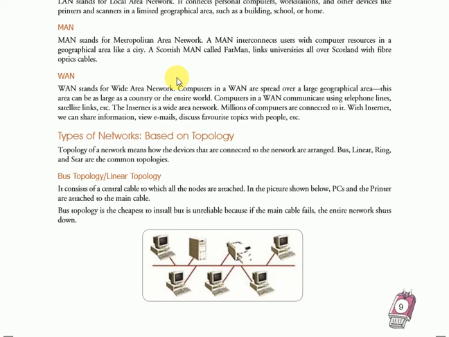area network. Now, wide area network. Computers in a WAN are spread over a large geographical area. This area can be as large as a country or the entire world. Computers in a WAN communicate using telephone lines, satellite links, etc. The internet is a wide area network. Millions of computers are connected to it. With the internet we can share information, view emails, discuss favorite topics with people, etc. So what is WAN? WAN is a wide area network and it contains a large geographical area. The entire world is contained by the WAN.